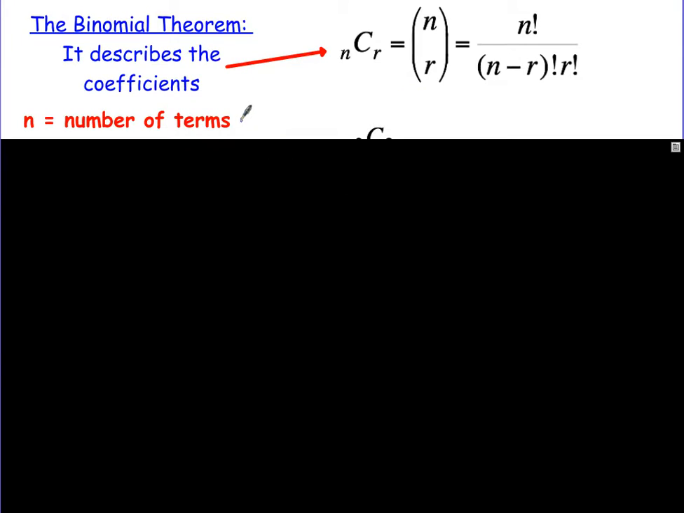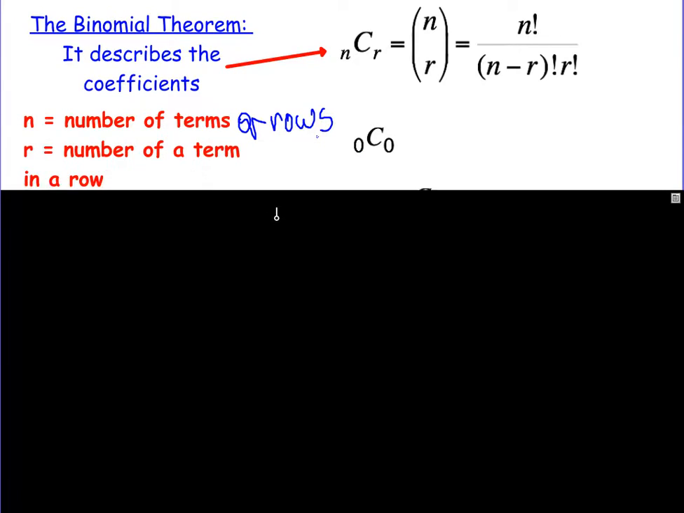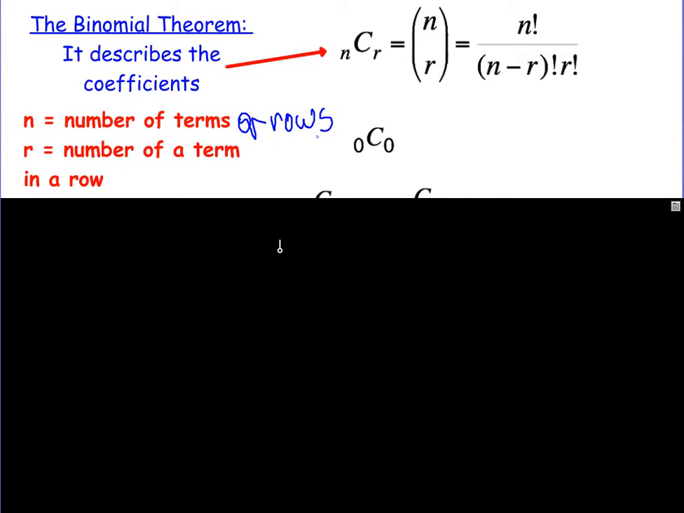N stands for the number of terms, or we can say the number of rows. And then r is the number of a term in a row. So notice we have n and r. This is pronounced n choose r, although your book doesn't use the word choose, it's just the way I learned it.